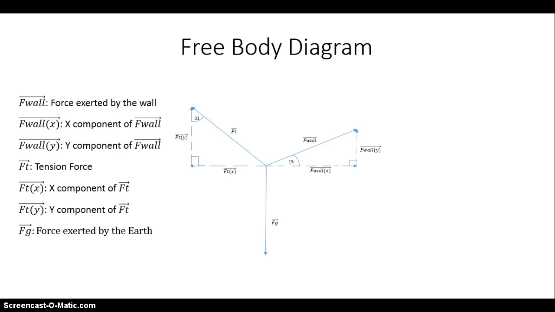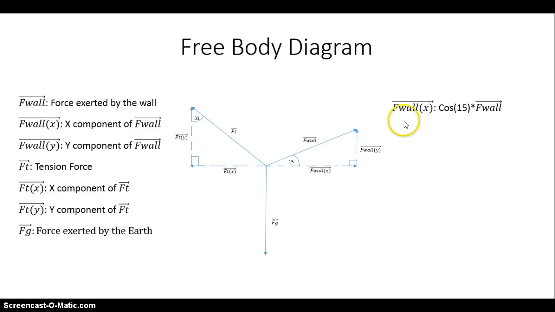First of all, we need to draw a free body diagram to understand what's happening in this picture. As you can see, we have all of the components. On the left, we have F wall, the force exerted by the wall, F wall X, its X component, and F wall Y, its Y component. And we have Ft, the tension force, with Ftx, its X component, and Fty, its Y component. Also, we have Fg, the force exerted by the Earth.